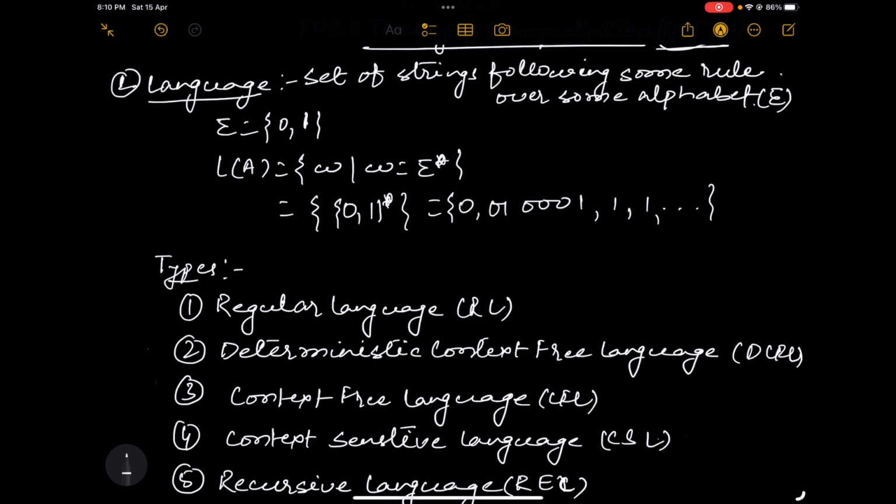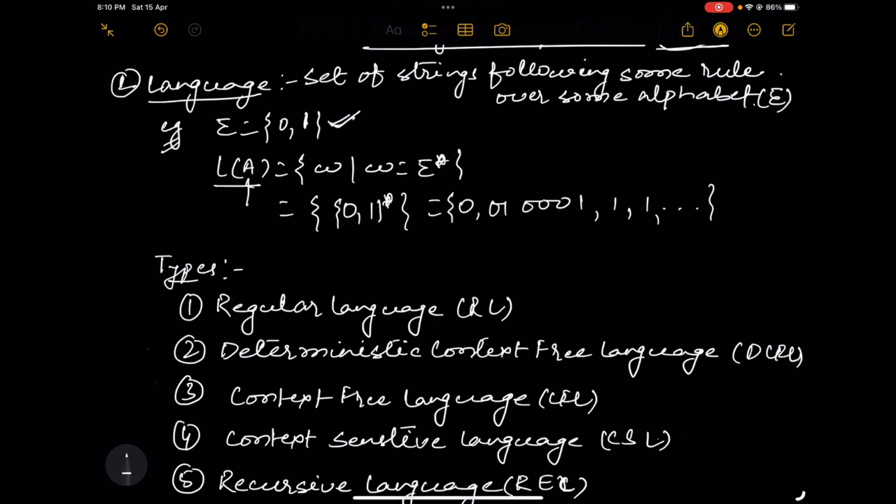Let's say we take an example here. We have this alphabet containing 0 and 1 inside it. Let's say we are writing a language of some automata. We'll talk about the automata in a later part of this video. So basically, let's say we are finding the set of all strings that could be generated over this alphabet.